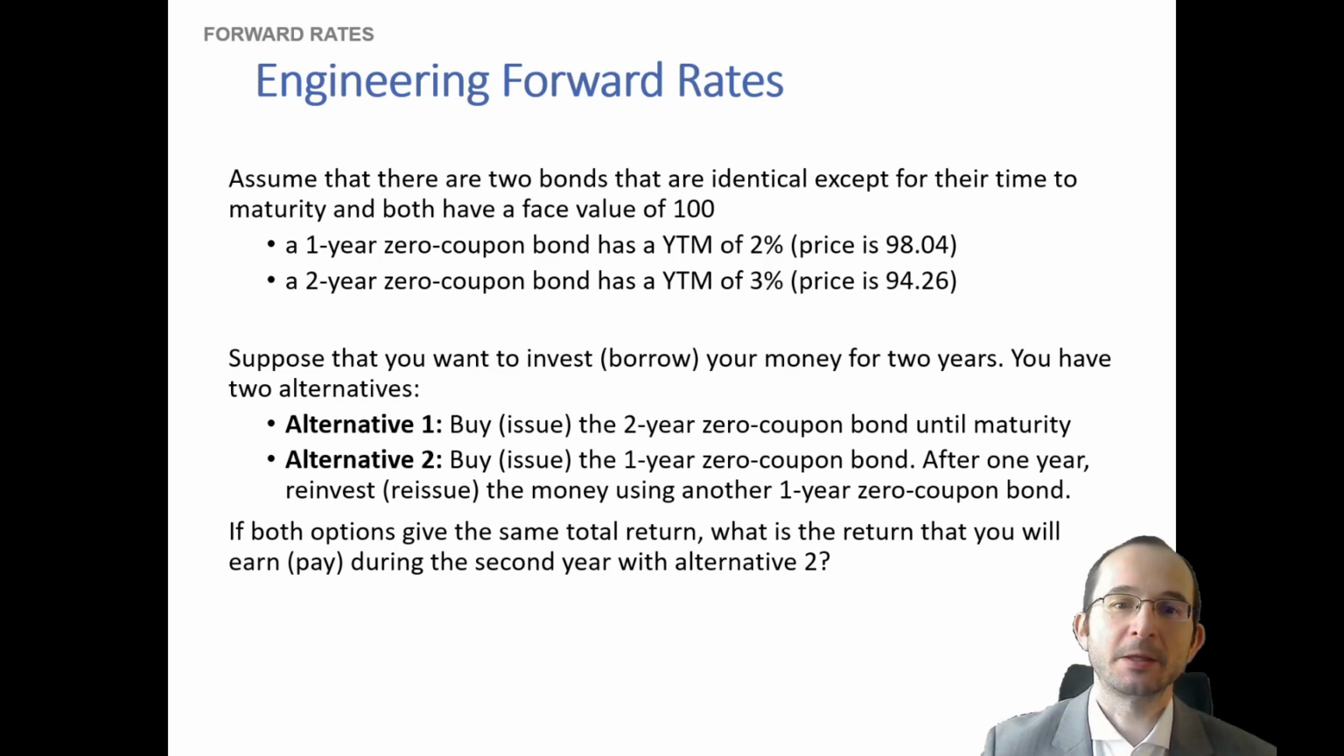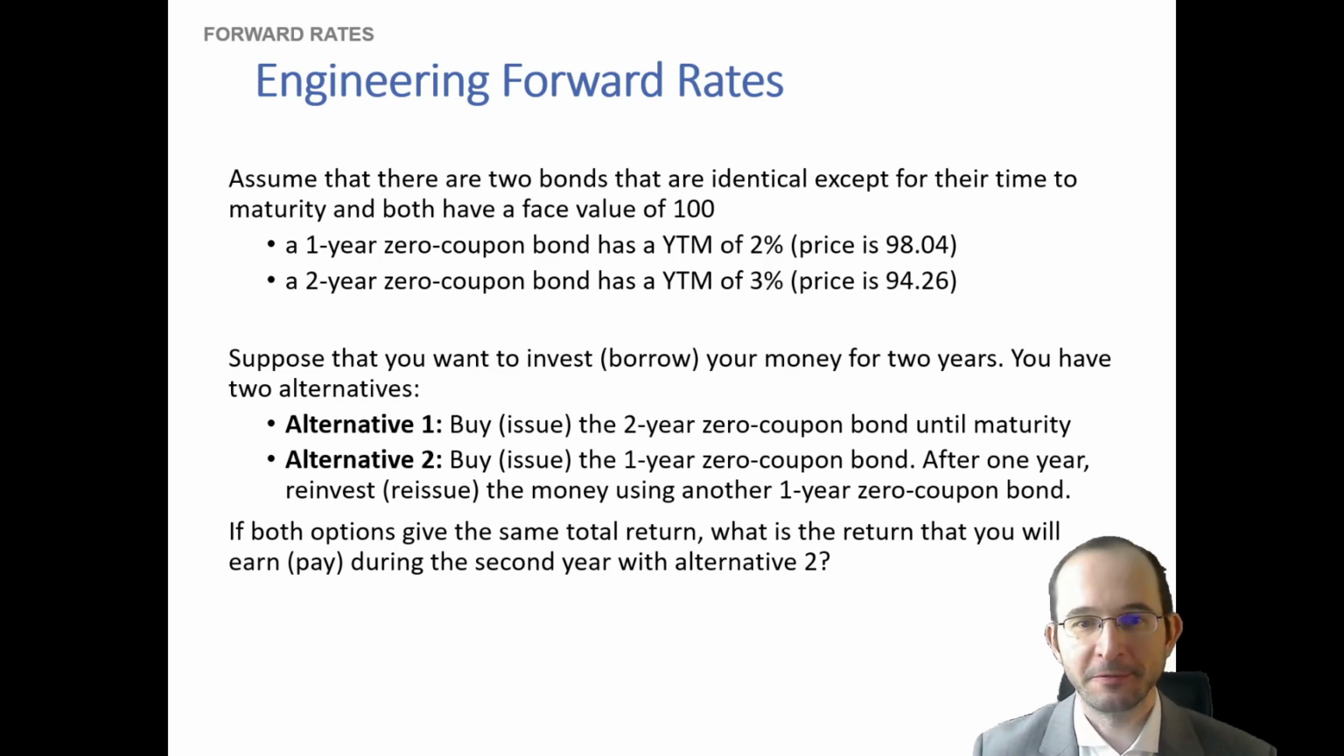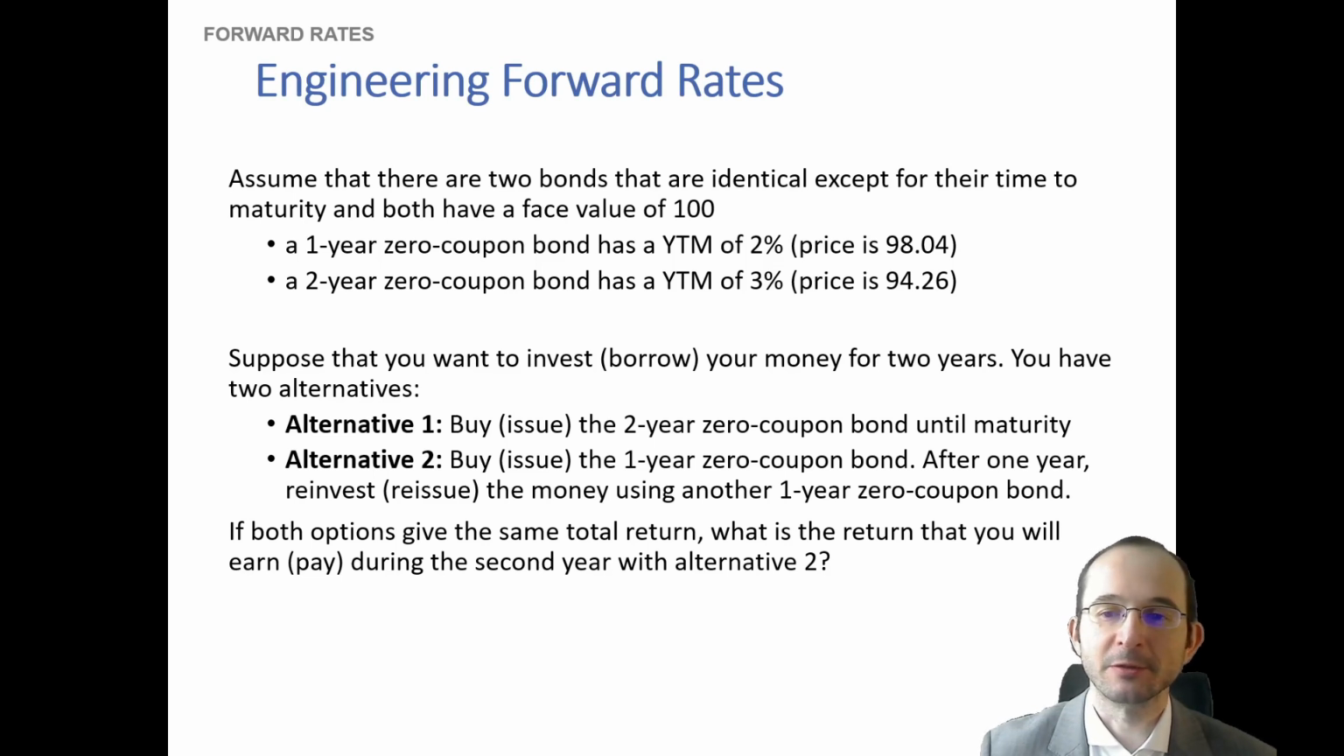So let's say that today we observe two zero-coupon bonds. They're identical in terms of the issuer. We can maybe think of them as treasury bonds. One of them has a yield to maturity of 2%. That's a one-year zero-coupon bond. And another, a two-year zero-coupon bond, has a yield to maturity of 3%. We can think of these as spot rates, right?